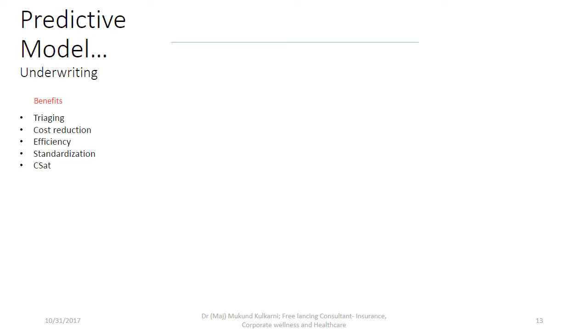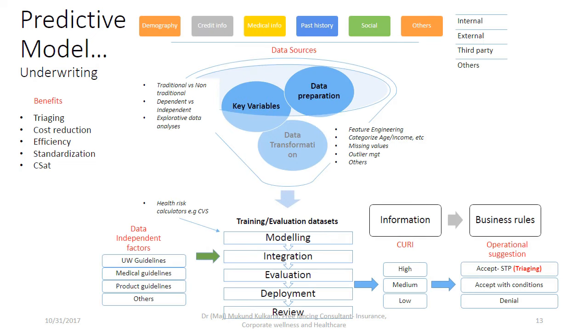So what will be specific here will be the data sources. Typically, all the data sources needed to create an underwriting predictive model would be demographic data, then financial data, which is credit information, and the most important for life insurance, the medical or health information, past history, family history, social information, and others. There can be many. Now here is where the richness of the model will ripen.